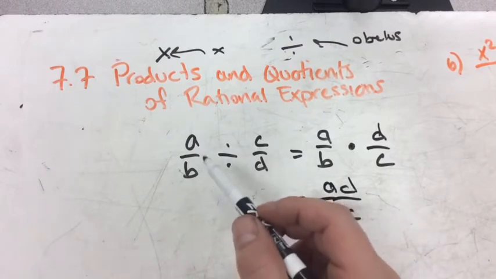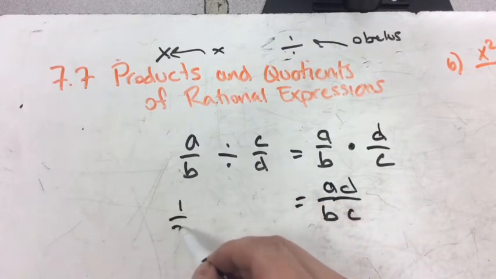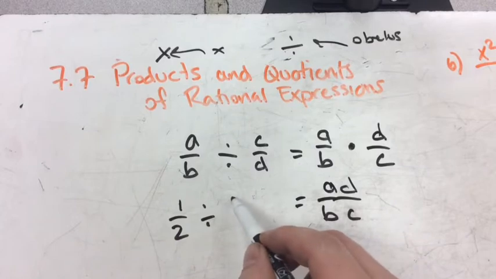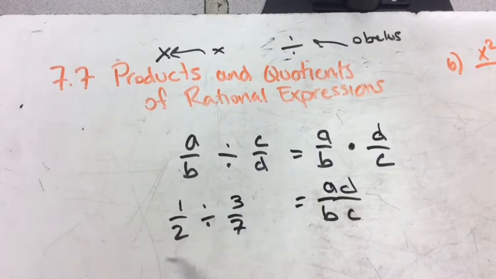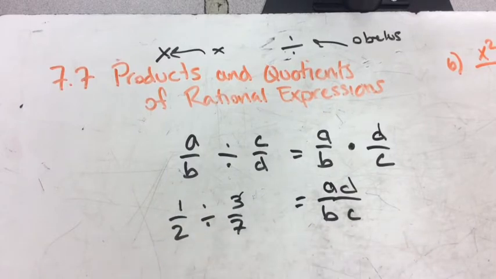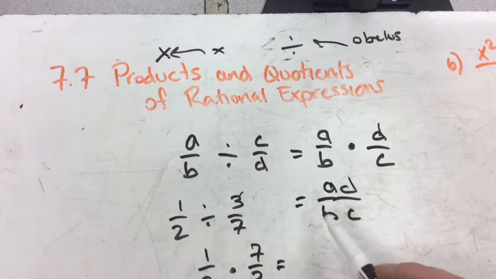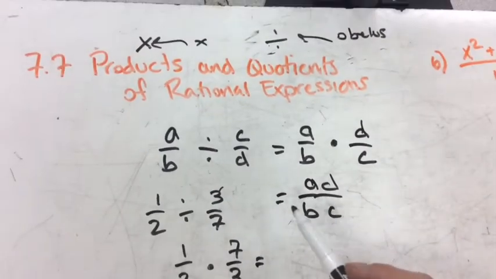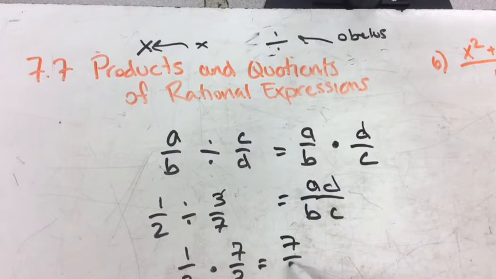Again, if we're using real numbers, let's say 1 over 2 divided by 3 over 7. This division is nasty. We don't want to try and think of that. That's saying take 3/7 and divide 3/7 into 1/2 as many times as you can. So what we're going to do is change it to 1/2 times 7/3, which ends up being 7/6.